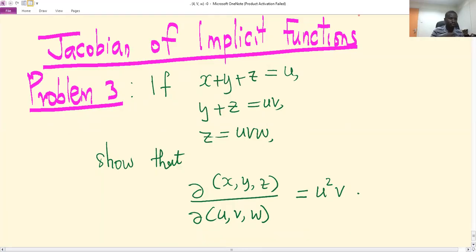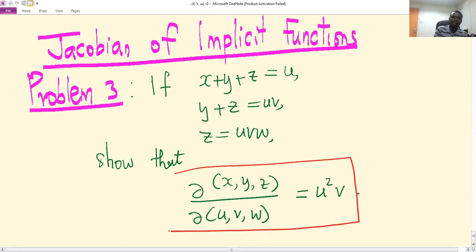Welcome to this session. We discuss a problem on Jacobian of implicit functions. This is our third problem. We have x plus y plus z equals u, y plus z equals uv, z equals uvw. The problem is to show that the Jacobian of x, y, z with respect to variables u, v, w is u squared v.